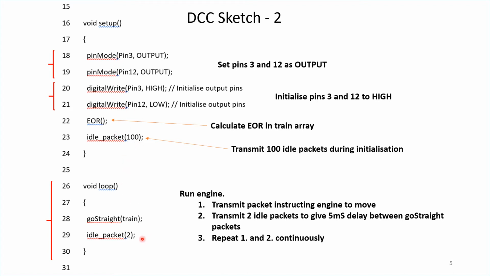Next I go through the loop, and the loop reads the packet train and keeps repeating train with the preamble in it, which I'll add later. It sends that out on the track in digital form. Then it sends out 2 idle packets to give it a greater than 5 millisecond delay, and then it goes back repeating, sending a command packet, 5 millisecond delay, command packet, and so on. So that's the loop. Now I need to explain these sub-functions, EOR, idle packet, and go straight.